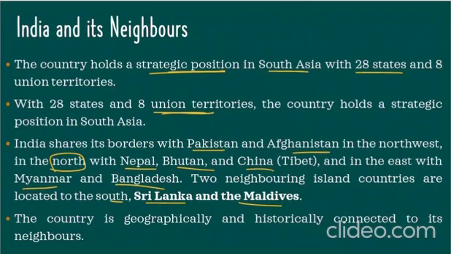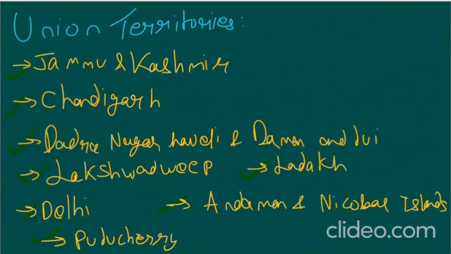Right now, we share our borders with Pakistan and Afghanistan in the northwest; Nepal, Bhutan, China in the north; Myanmar, Bangladesh in the east; and Sri Lanka and Maldives, the two neighboring islands. And these were our union territories.